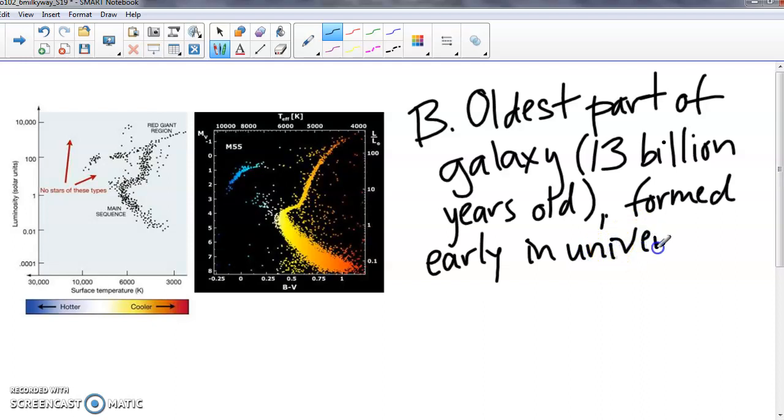So how did they get to be part of our galaxy? Well, we're going to build up to that. We're going to learn a little bit more about these globular clusters and then talk about how galaxies formed, we think. Okay. So how do we know that they're old?